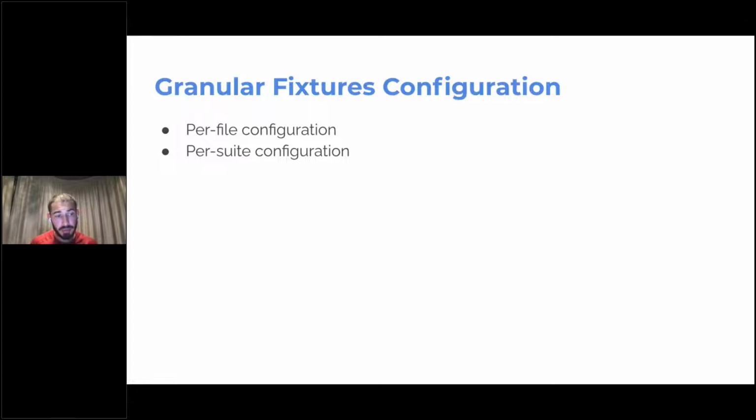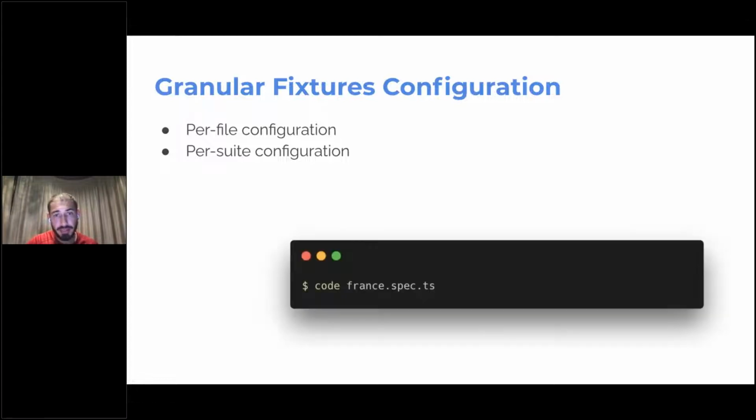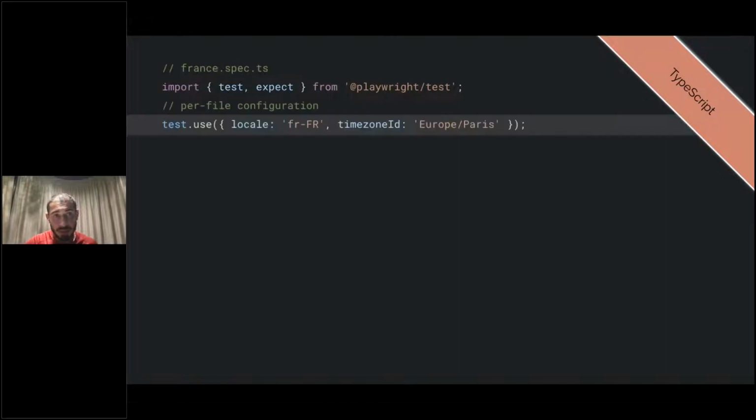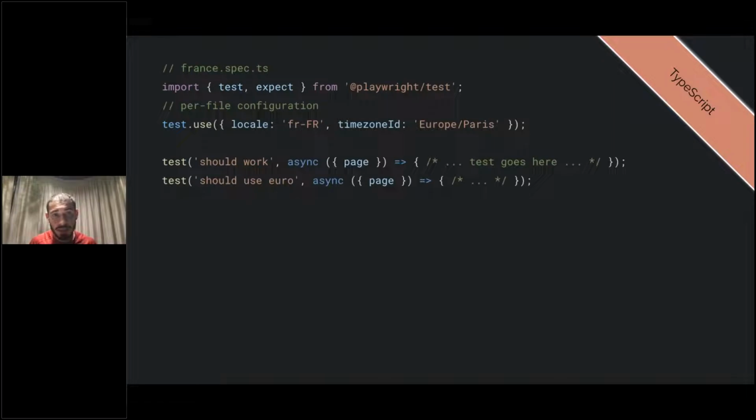So to demonstrate this, let's say you have a france.spec.ts file that happens to have all the tests related to France region. Now, inside this spec file, if I put test.use at the very first line, or the second line actually, then all the tests below here will run in this Paris time zone, for example.